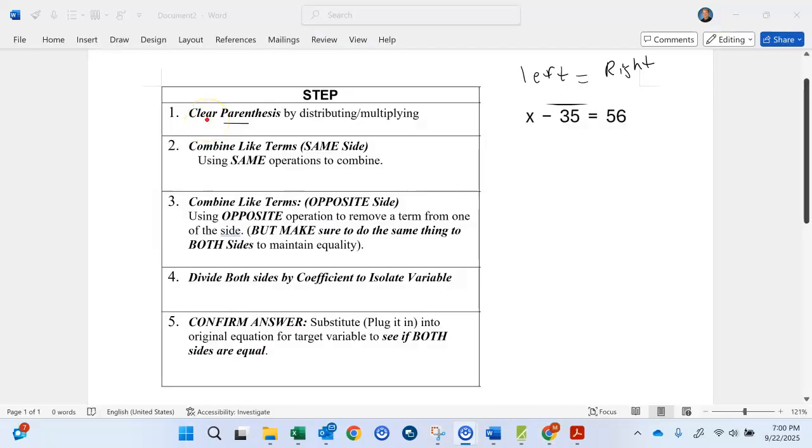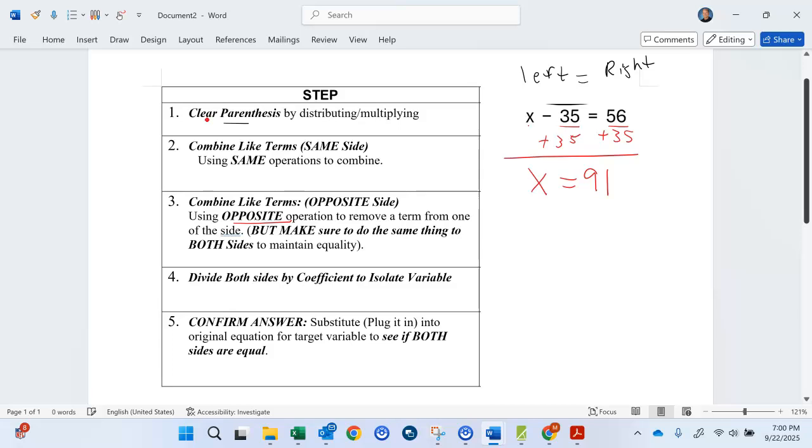Okay, so the next one is going to be this one over here. Step number 1, there's no parentheses, so nothing. Step 2, we don't have like terms on this side or on that side. But step 3, we have like terms. So here we can combine 35 into 56, and we want to isolate the x. This time, the operation is minus, so we're going to do plus 35 to both sides, okay?